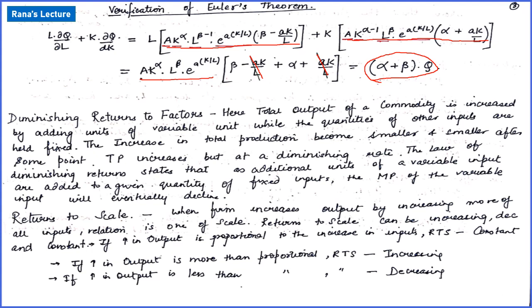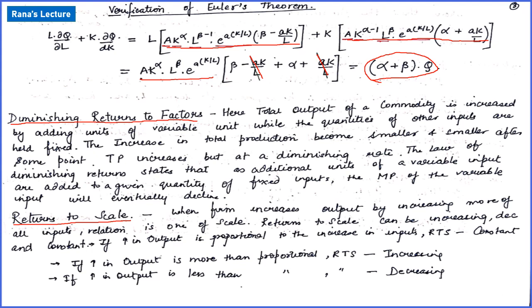Now within this we have diminishing returns to factors, right? And we have returns to scale. Returns to scale, right? What is diminishing returns to factors? It is the same as the law of diminishing returns to factors. What does this mean? When we add more of a variable factor to a fixed factor, our total output increases, but it increases at a diminishing rate.